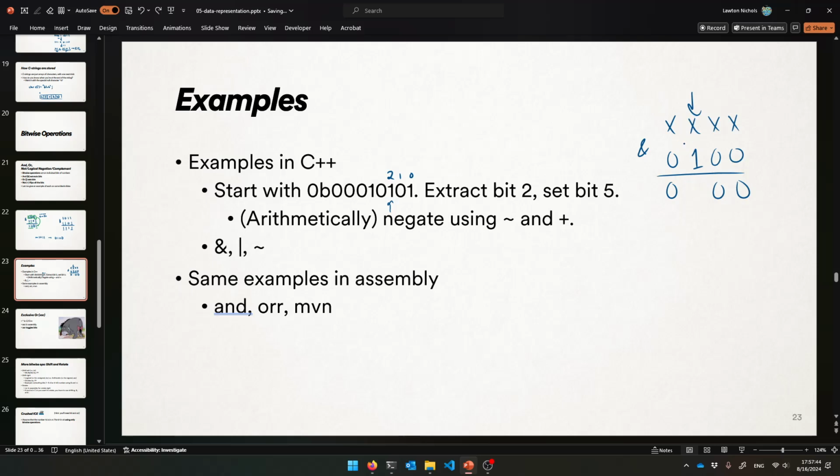And so I can check and see if this bit was set by checking if the result was all zeros or not. If it was the number 0, then it wasn't set. If it was something other than 0, that means there was a 1 here, which means there was a 1 up here. You see that? That's how you check if a bit was set. So I'm going to AND with this number, which is the number 4.